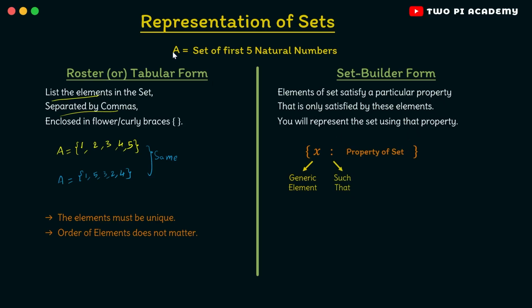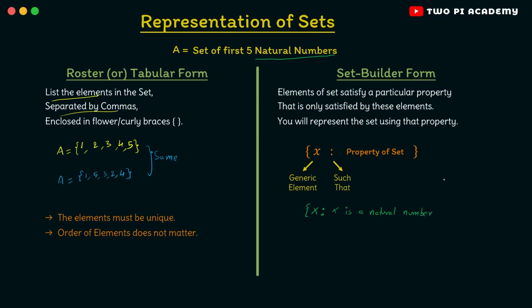Seems simple, right? Once again, let's see for our given example, set of first 5 natural numbers. So here to represent this in the set builder form, first you will use curly braces to denote it is a set and the generic element X such that here, first of all, you know that X must be a natural number, right? So that's what you'll write first. X is a natural number.